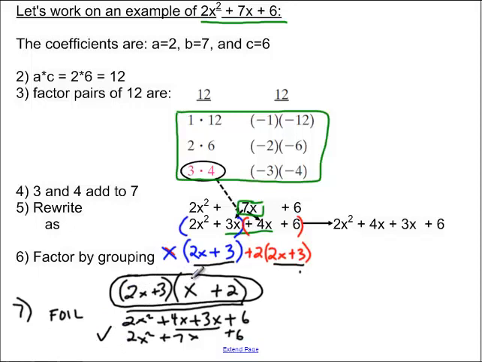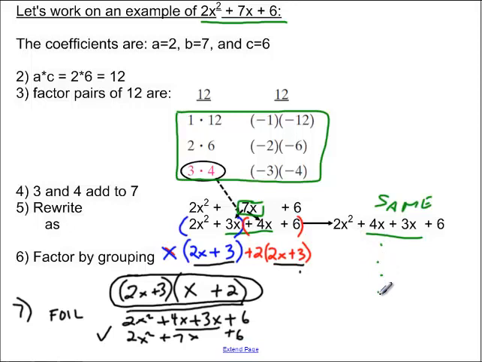So that's essentially the AC method. Now, I put this in the blue and the red as my rewriting of 7x as 3x and 4x. But somebody might say, how about if I write it as 4x and 3x instead of 3x and 4x? Well, to be honest with you, we'll get the same outcome, because if we factor it out correctly, we will get the same outcome.